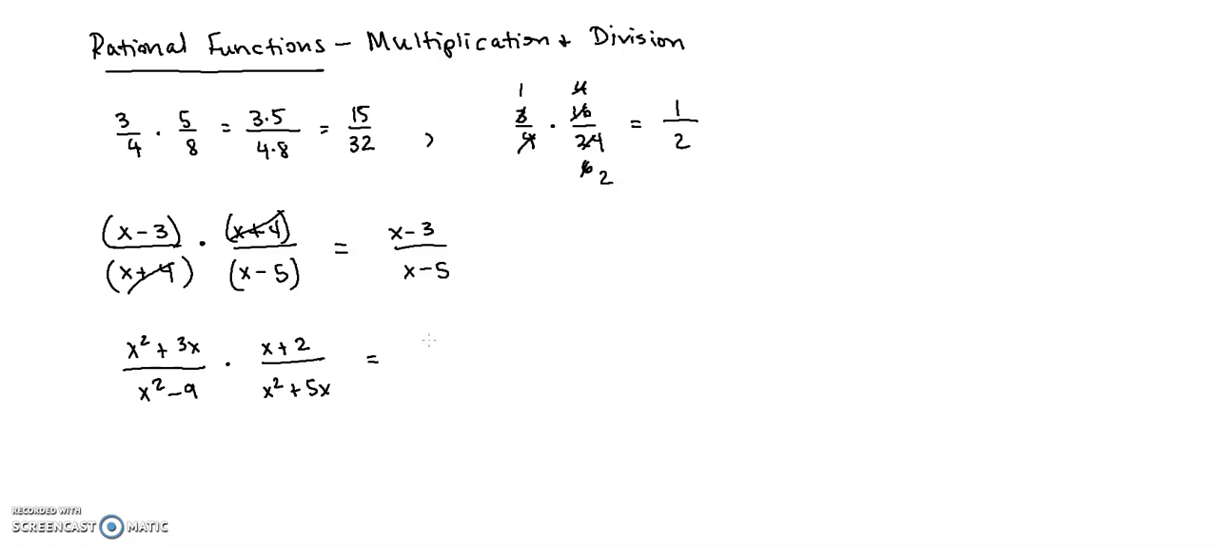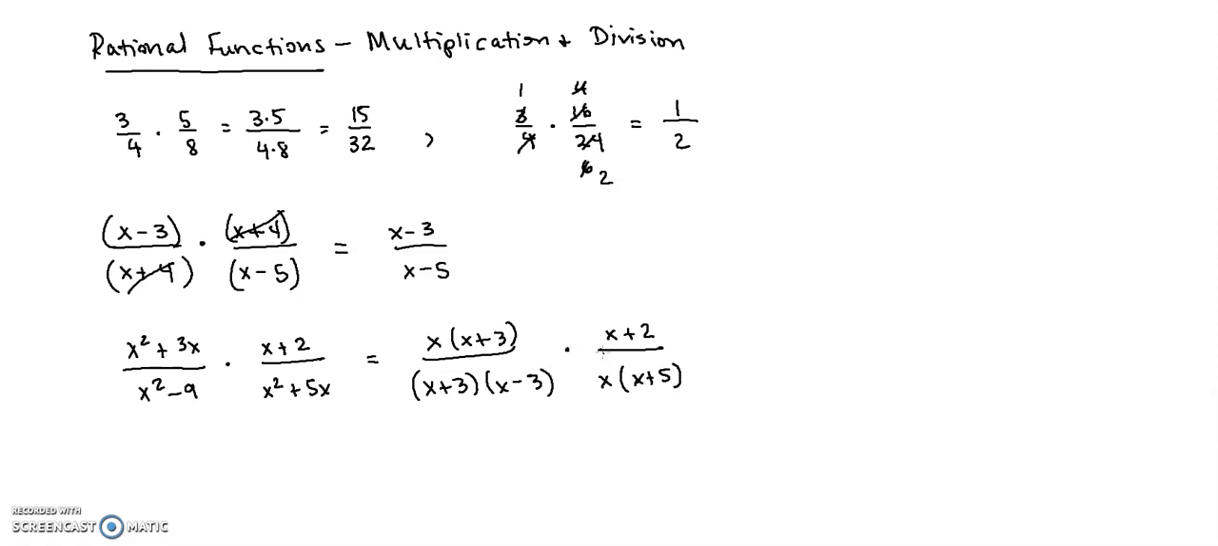So here we've got a common factor. We can take out an x, and we're left with x plus 3 on the top here. The bottom factors as a difference of two squares, so we can factor it as x plus 3 times x minus 3. And then on the right fraction, we've got x plus 2 over, and then again we've got a common factor of x, so x times x plus 5.